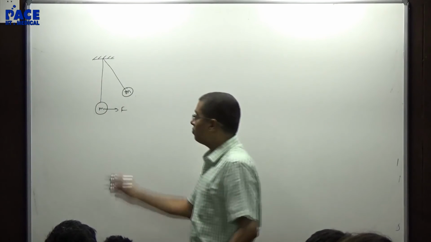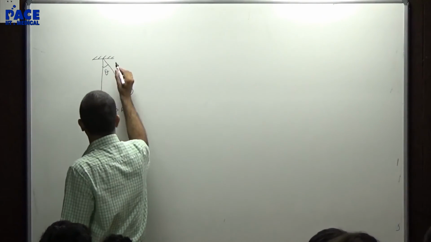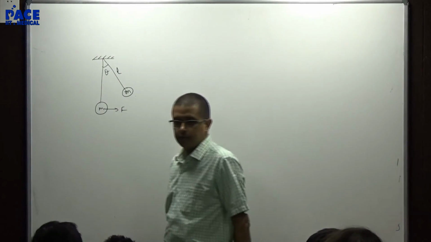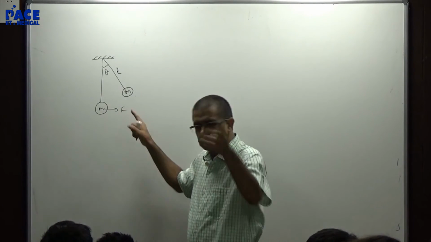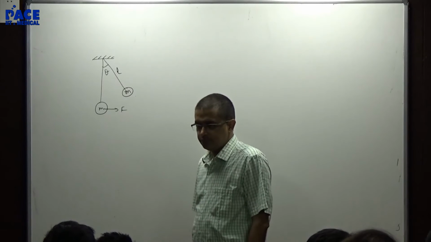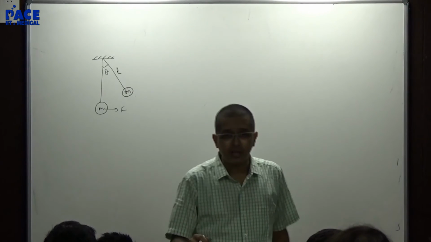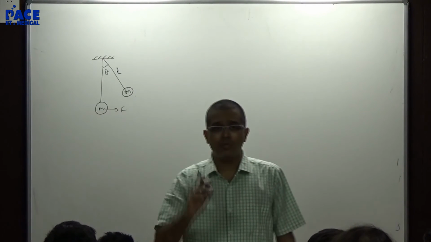Irodov intentionally gives this for you to apply the work energy theorem. He tells you the length of the swing is L. He is pulling this with a force F, which is always horizontal. He is pulling the body with a force F, which is always horizontal.